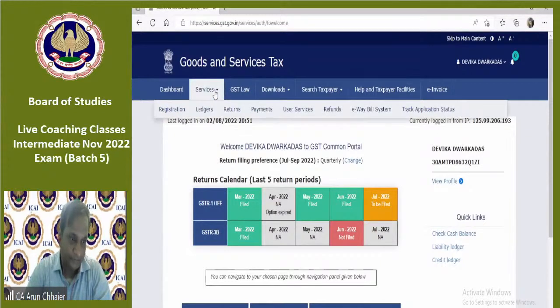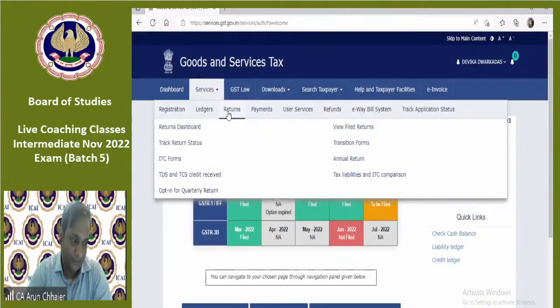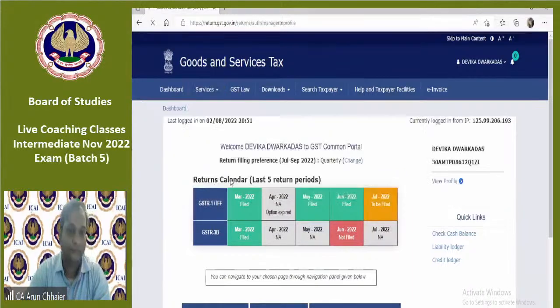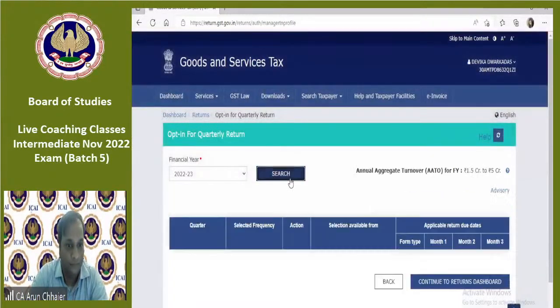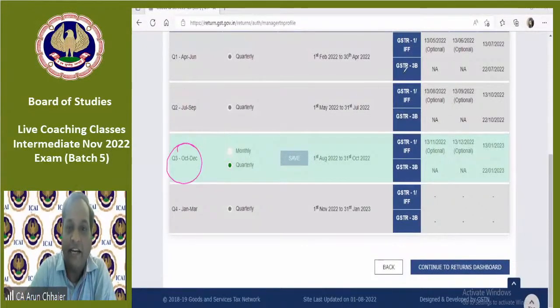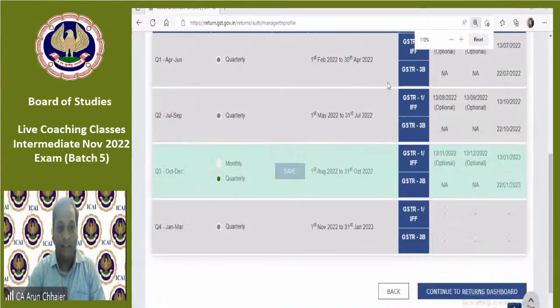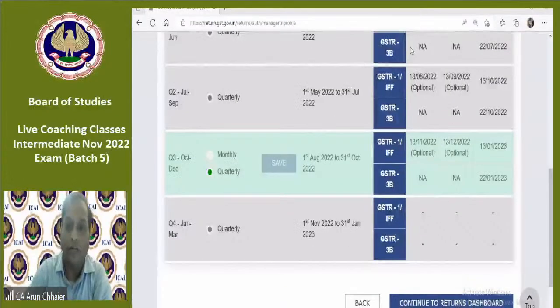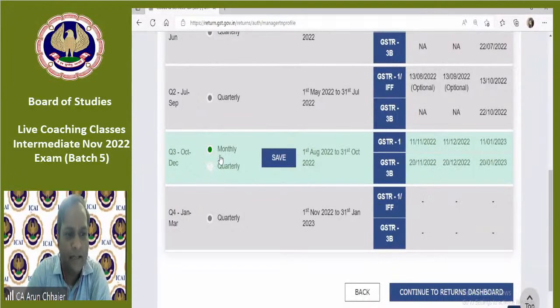In the services tab, go to the return. In the last, you can see opt-in for quarterly return. You can see that now for October to December, if I would like to convert from monthly to quarterly or quarterly to monthly, I can simply click here and click on save.